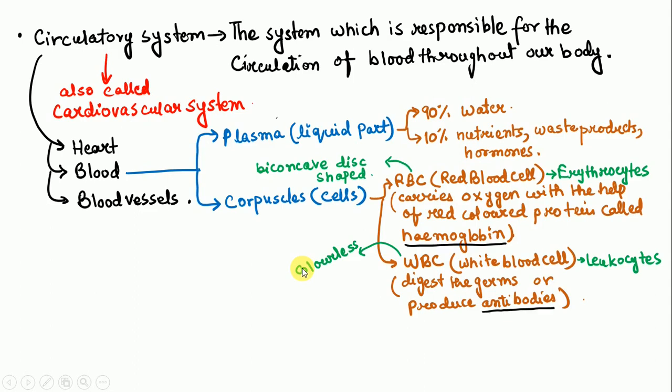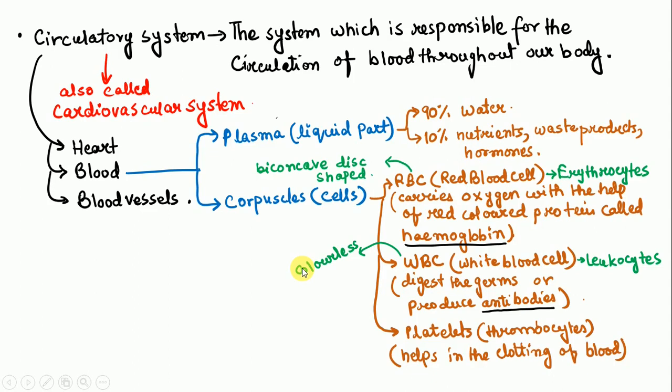So here we need to understand two main terms: hemoglobin, which is the colored portion of RBC, and antibodies, which are produced by WBC in order to protect our body from foreign substances. The third is the platelets. Platelets are also called thrombocytes, and they are responsible for the clotting of blood. So these are the three main cells which are present in the blood.